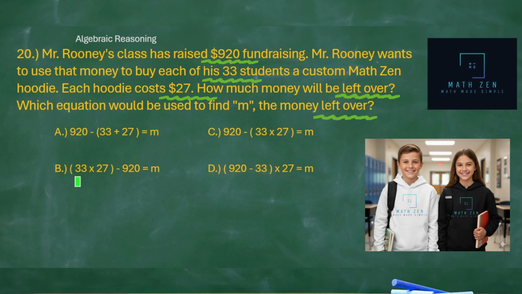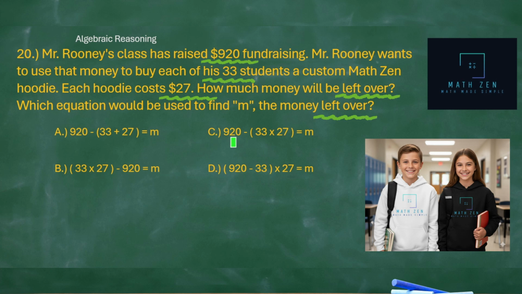Moving on to B, I do have the 33 students times the $27, which will give me the cost of all of the sweaters, but I have minus 920. So if we're thinking logically here, it's not set up right. I can't do this smaller number minus 920. That's not going to work. So it's set up backwards. Again, very close, but not quite.